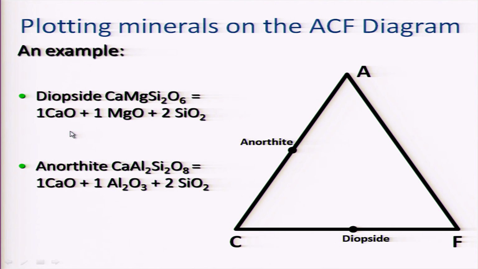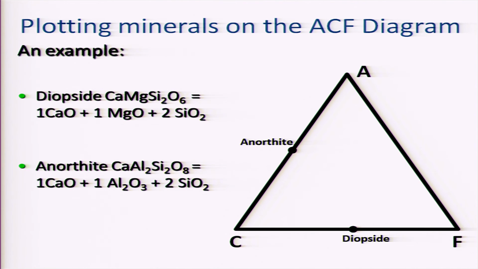Now, it contains 1 CaO and 1 MgO. For the coordinate plotting, we will do C equals C divided by A plus C plus F. C is 1, divided by A is 0, C is 1 and F is 1. So, 1 by 2.